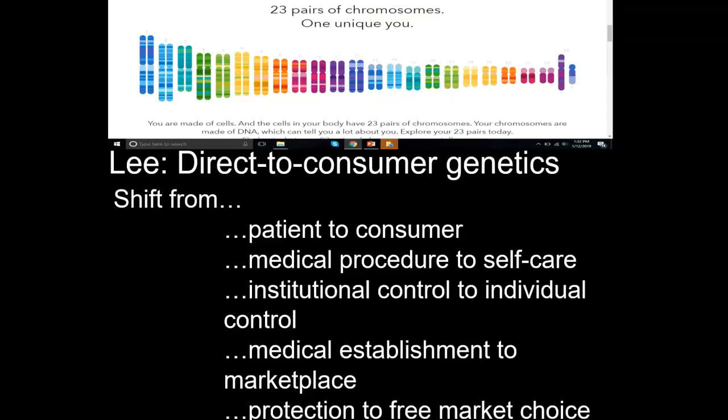And then this is also shifting from the medical interest in protecting you from future disease to something, again, that's framed in terms of choice. Lee also talks about this shift in relationship to the deeper history of public connections to or public understandings of genetics research, which has changed considerably over time.